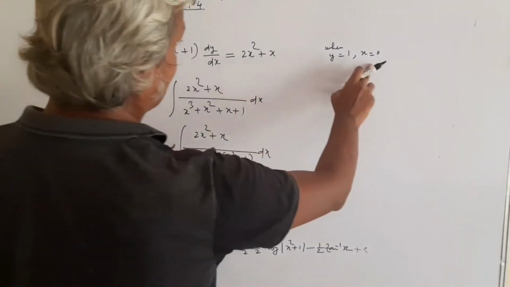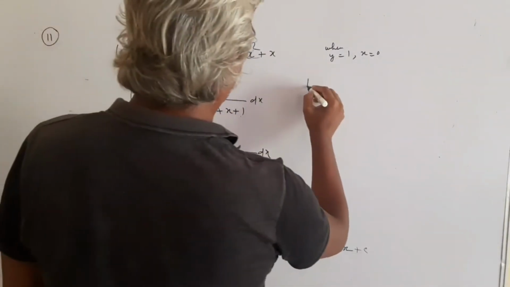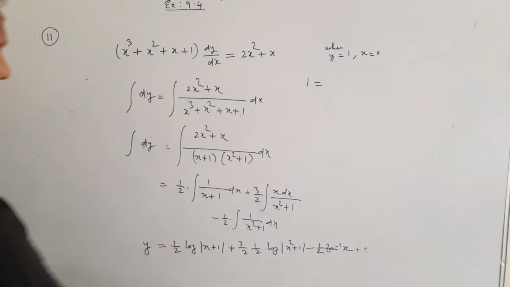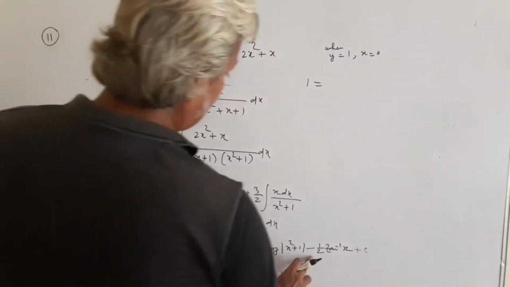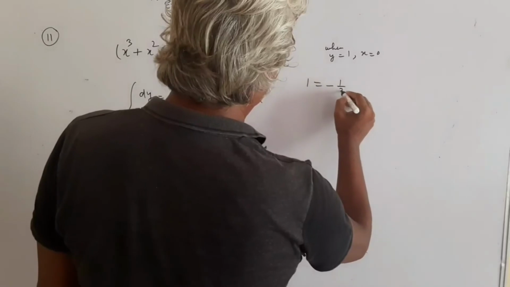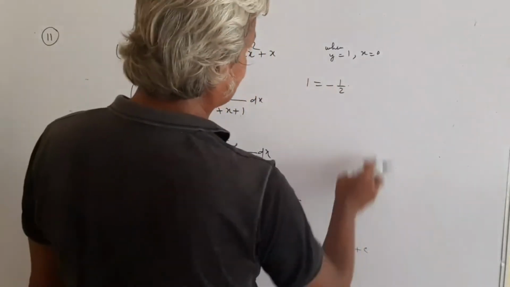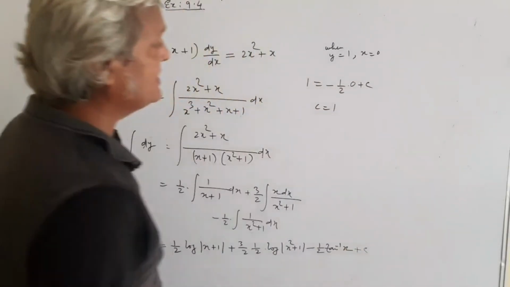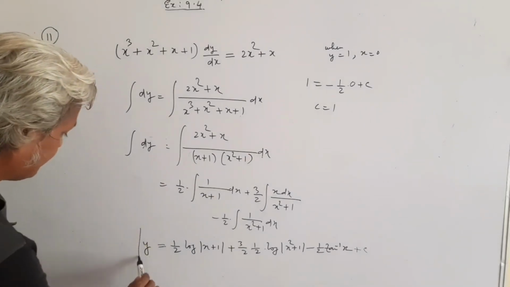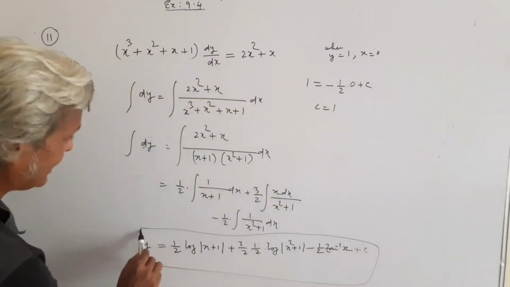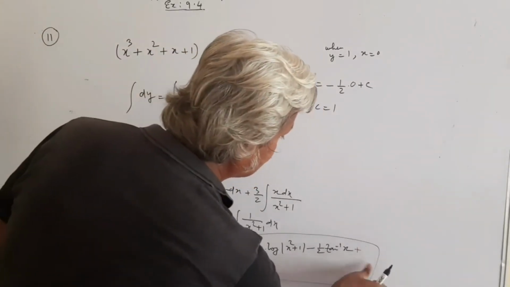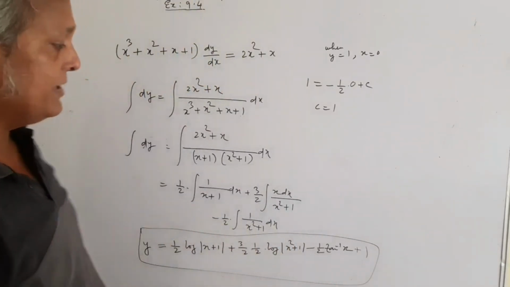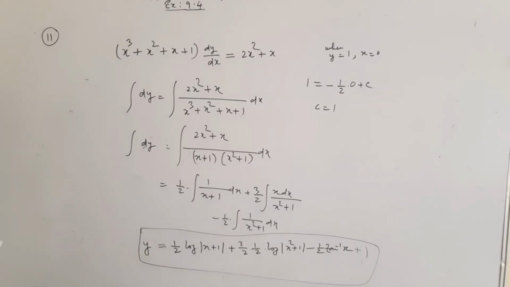But if you see here, in this case you are given y is 1 when x is 0, so in place of x you write 0. So log 1 is 0, gone, and this is also log 1, gone, minus 1 by 2 tan inverse 0, that is also gone, plus c. So you are getting c as 1. In this expression, if you finally replace the value of c as 1, then this becomes the particular solution. If c remains c, that is called the general solution, and if c becomes 1, it becomes a particular solution. This is how this question 11 will be solved.